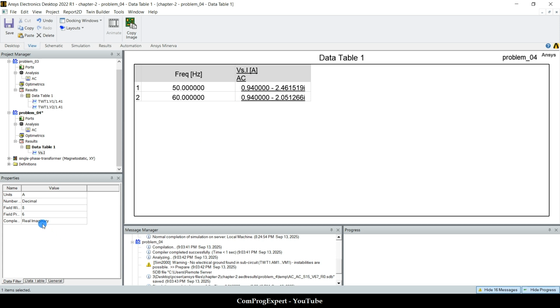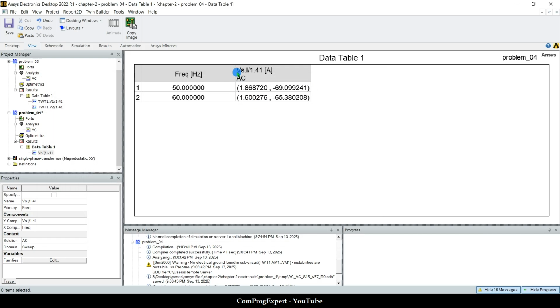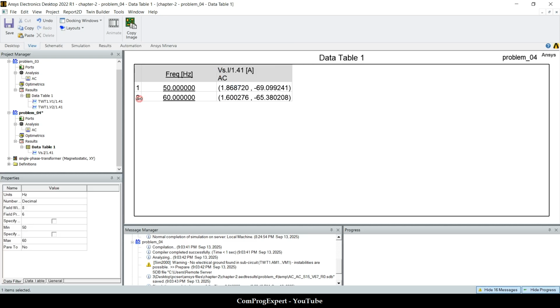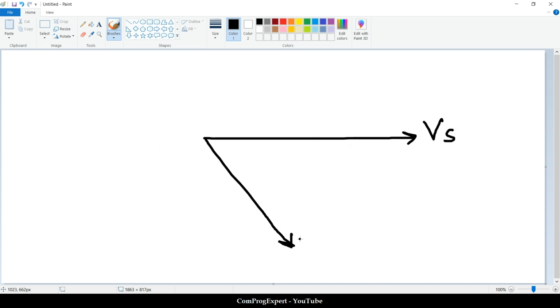Let's show it in magnitude and amplitude. We can divide this by 1.41. Okay, so the value of the current for the 60 hertz supply is 1.6. What is the angle? Is negative 65 degrees. So this is the voltage Vs and this is Is. This angle is negative 65, right?